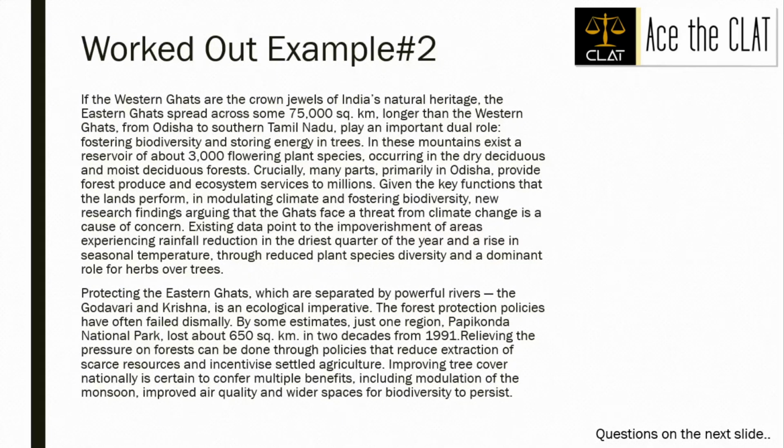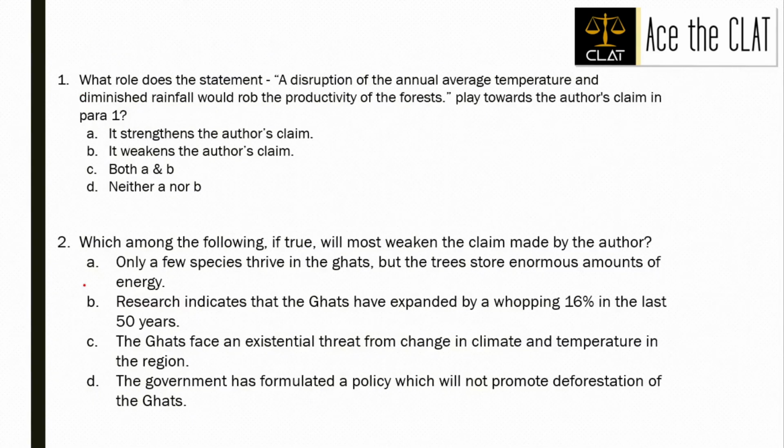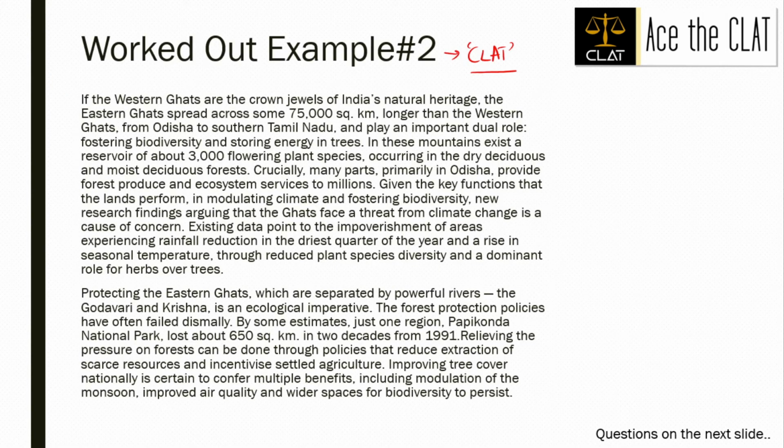So now we move to our example or passage 2. Passage is a CLAT based passage. We have the passage over here with 2 paragraphs and questions on the next slide. There are 2 questions only. I just made questions based on strengthening or weakening the claim. Alright. This one is the most weakened claim question, and in this question you have to identify what role this statement is playing.